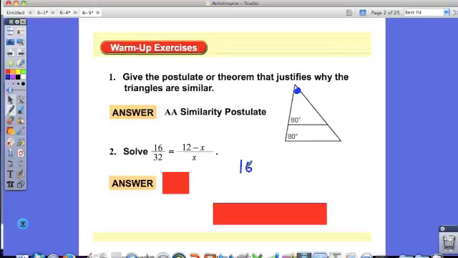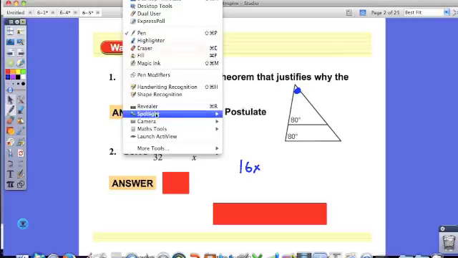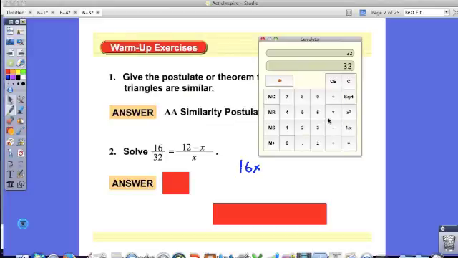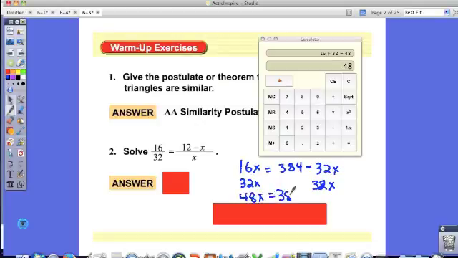So 16 times x. I need my calculator. 32 times 12 equals 384 minus 32x. I add 32x to both sides. It should say 32x. And I get, it's Sunday evening and I don't feel like doing math in my head. 48x equals 384. 384 divided by 48 equals 8. Answer is 8.